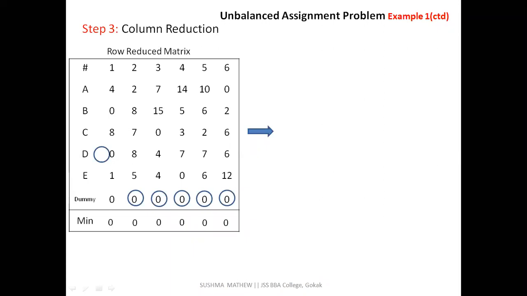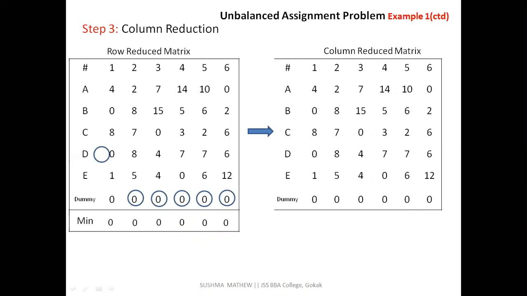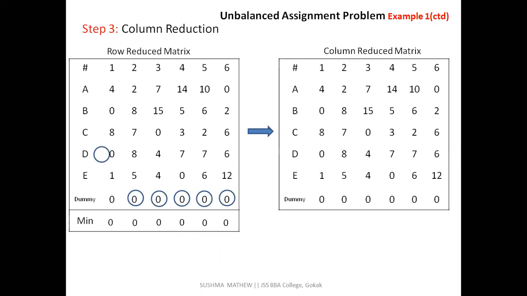Now when I do my column reduction with those 0 minimum elements, my column reduction matrix will be the same. It will not be different, because when I do my subtraction, 4 minus 0 is 4, 0 minus 0 is 0, 8 minus 0 is 8, 0 minus 0 is 0, 1 minus 0 is 1, like this column wise you have to subtract 0 from every other element. So my column reduced matrix will be the same as the row reduced matrix. Now once it is done, what is the next step?